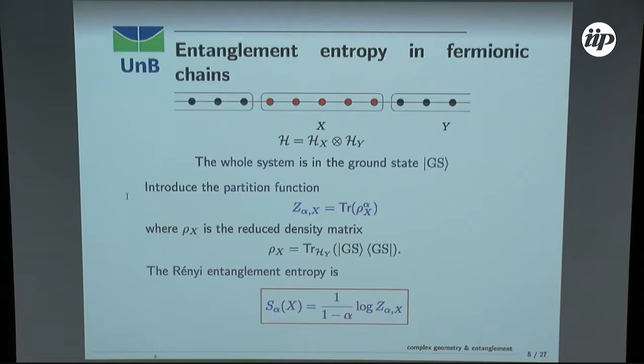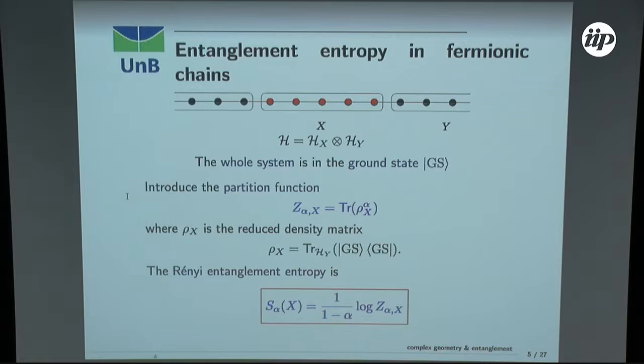I consider, for instance, bipartiting the Hilbert space, and then I consider, for instance, the whole system in the ground state. Then with this bipartition, I trace out, I ignore, I remove part of these degrees of freedom, right? This allows me to construct this reduced density matrix associated to this X piece by integrating out these degrees of freedom associated to the Y Hilbert space.